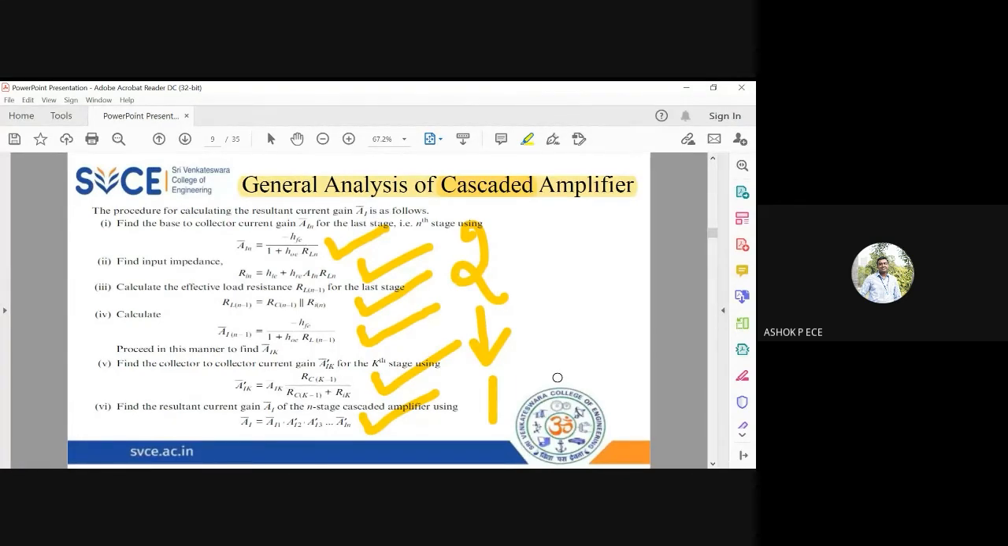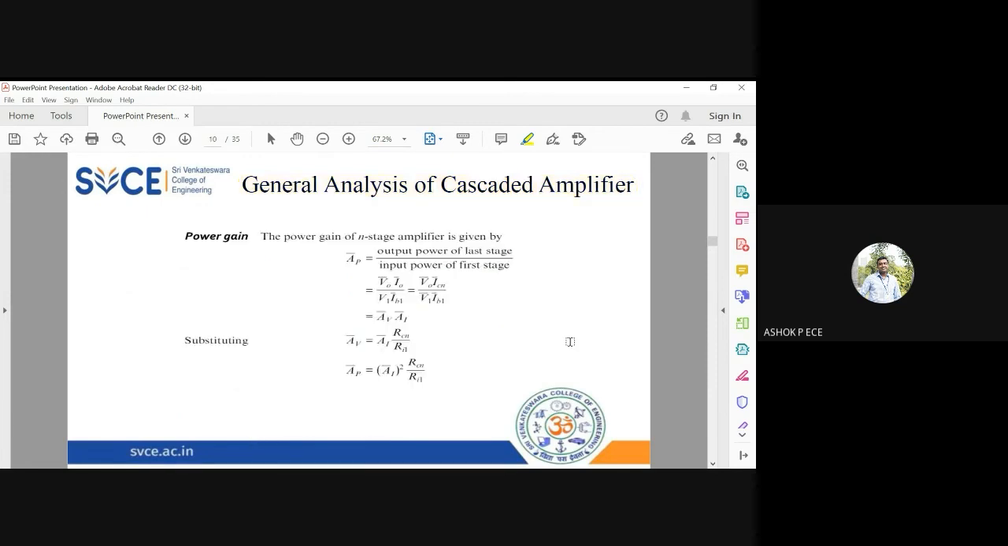So remember, in normal amplifiers, it is single stage, so we can apply KVL, KCL and find the parameters. But in a cascaded amplifier, we will always come backwards because the last stage will have the effective load. So if you start from the last stage and carry backwards, you can effectively find the correct values of all the parameters. So we'll start with current gain, input impedance. Then we'll find the load resistance. Then we'll find the current gain. And when you find the individual current gain of all the stages, you can multiply them and get the overall current gain of the cascaded network.